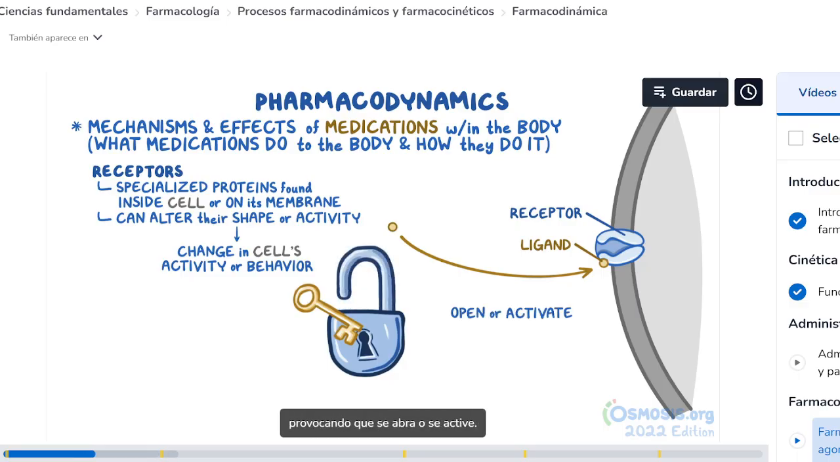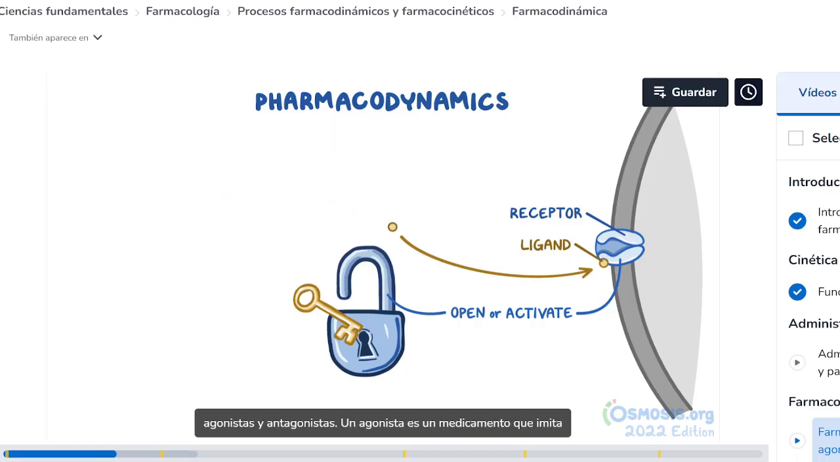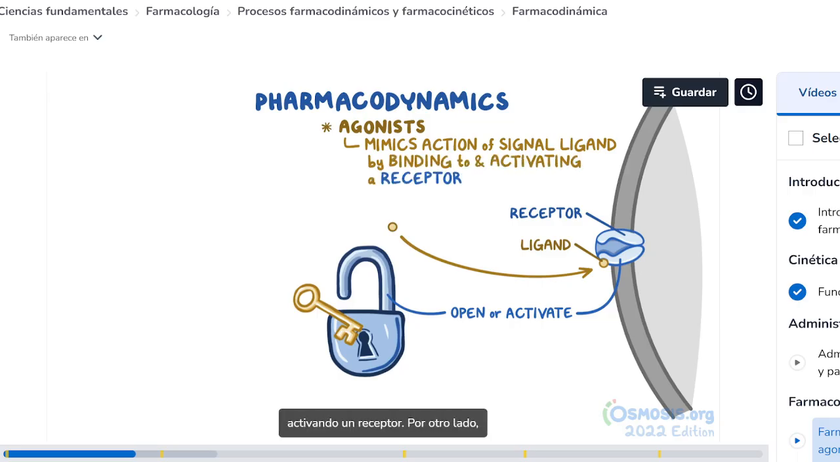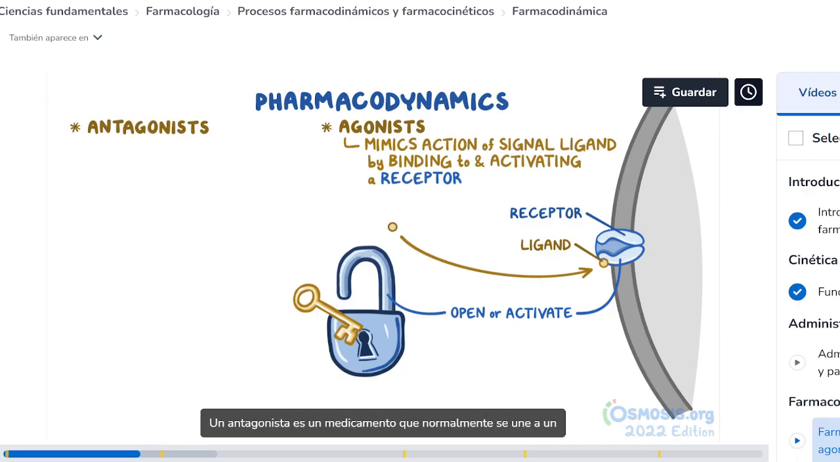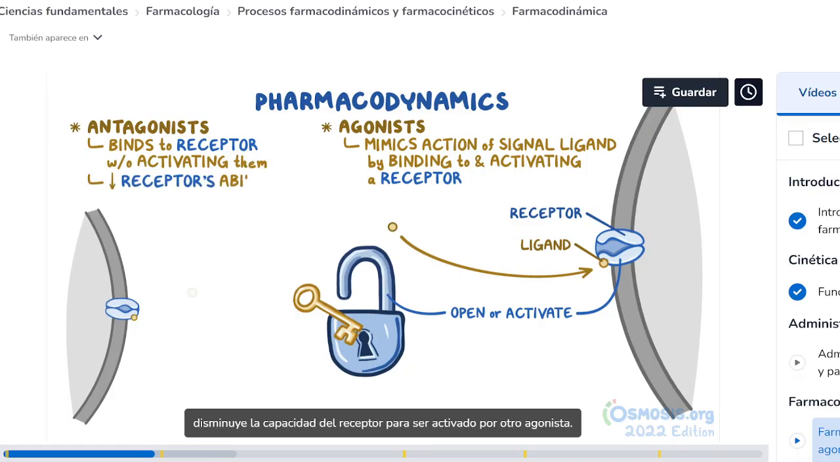You can imagine the ligand as the key that fits into the lock, which is the receptor, causing it to open or activate. Now, depending on the effect a medication has on its receptor, they are often divided into 2 major categories: agonists and antagonists. An agonist is a medication that mimics the action of the signal ligand by binding to and activating a receptor. On the other hand, an antagonist is a medication that typically binds to a receptor without activating them, but instead decreases the receptor's ability to be activated by another agonist.